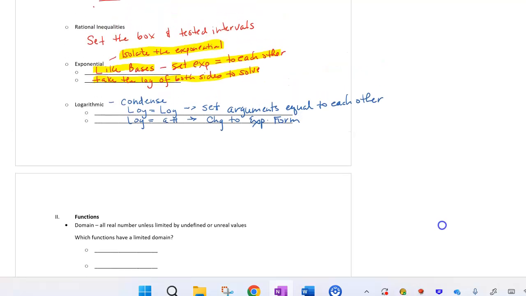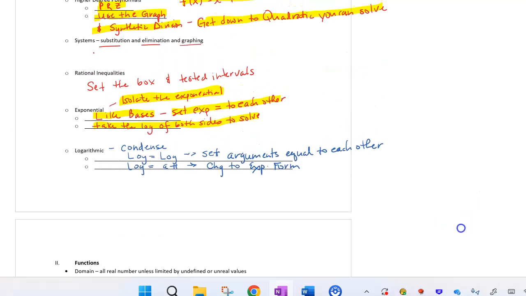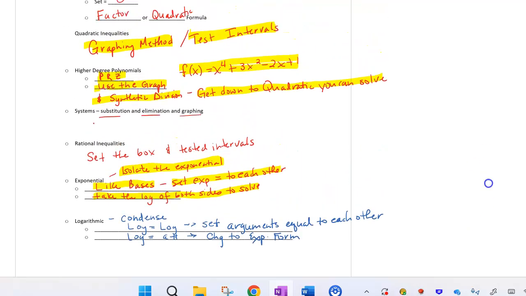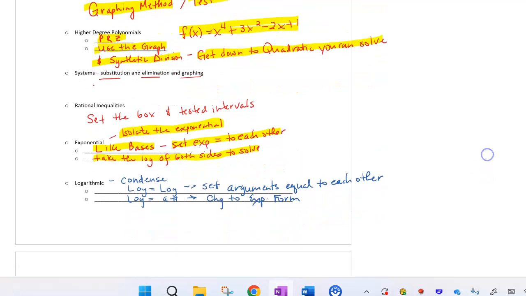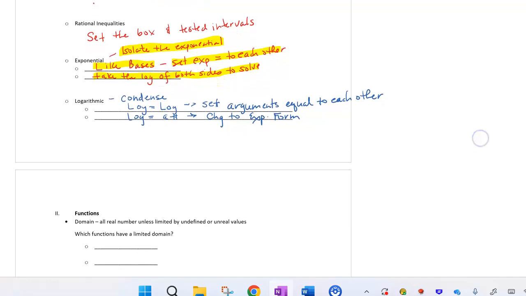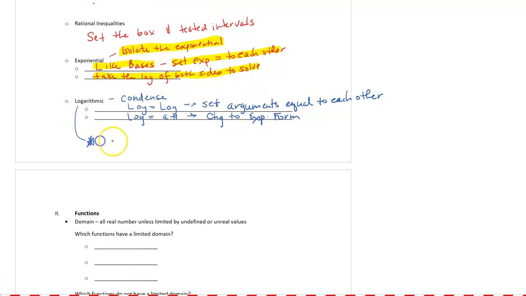When you're solving equations or inequalities, remember that it's always a good idea, if time allows, to check your answers to make sure your answers are correct. But with logarithmic functions, you must check because sometimes those values don't work because the domain of logarithms is limited.